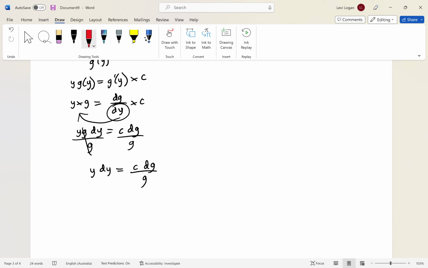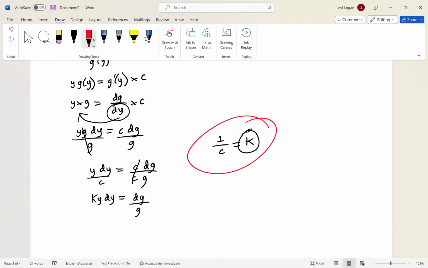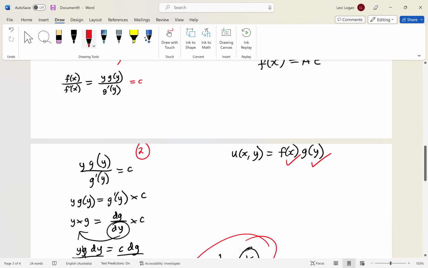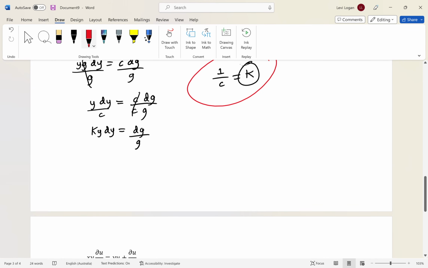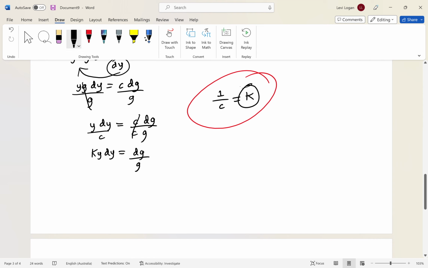I'm going to move my c to the other side just to make things a bit easier. So I'll divide both sides by c. And of course, 1 over c is just going to be equal to another constant. I'll just say that's k. So it's k y dy equals dg over g. If you're a bit confused by this, I just did that with the other ODE up here.